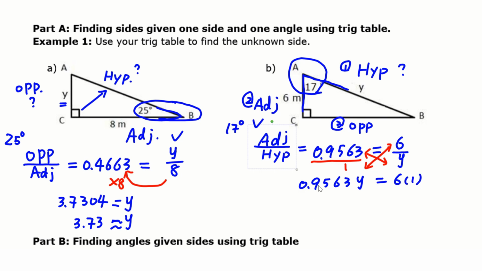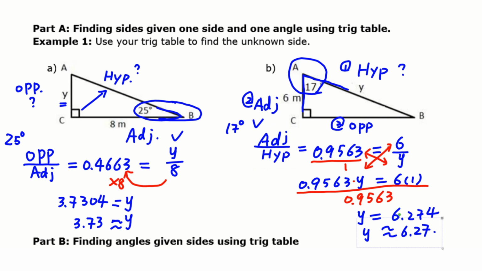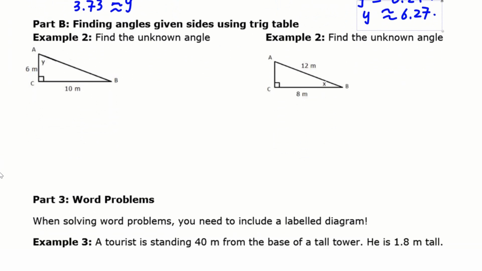Then in order to solve for y, we want to bring the 0.9563 to the other side. This is multiplication, so the opposite operation to multiplication is division. So when we move something to the other side, we do the opposite operation. So get your calculator out, you will have 6.274. If it's 2 decimal places, then it will be 6.27. So most of the time on your test, you will be asked to keep 2 decimal places. So that is looking for a side.